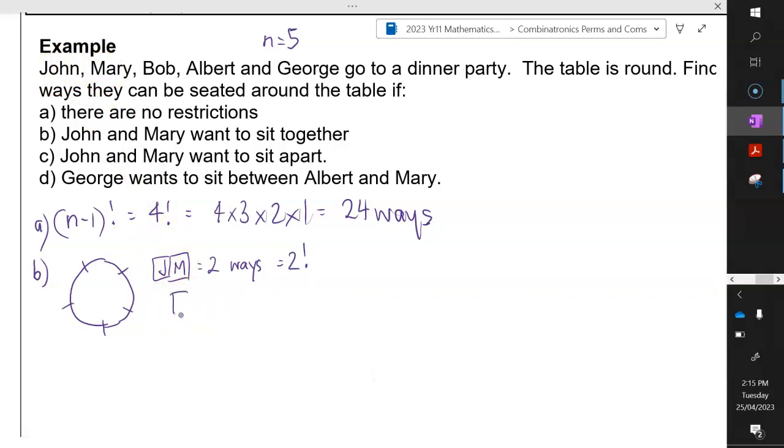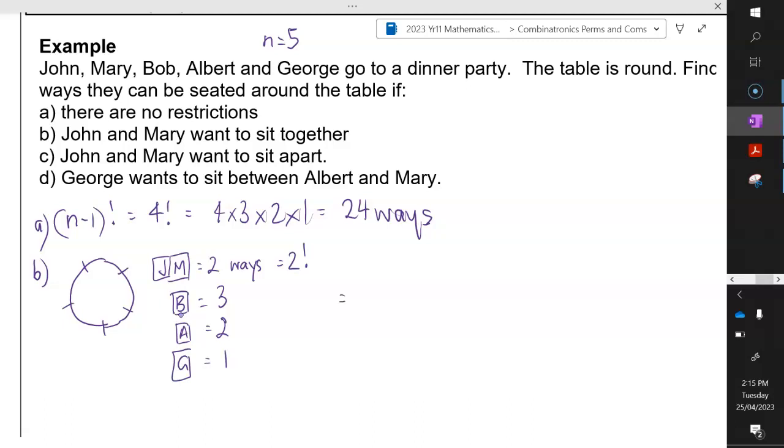And how many ways can Bob make his positions? He's got 3 options to sit down at. Because John and Mary have taken their spots, he's only got 2 choices. Bob has 3. Albert's got 2. And George, well, he doesn't have any choices. He gets to sit at the last remaining seat.